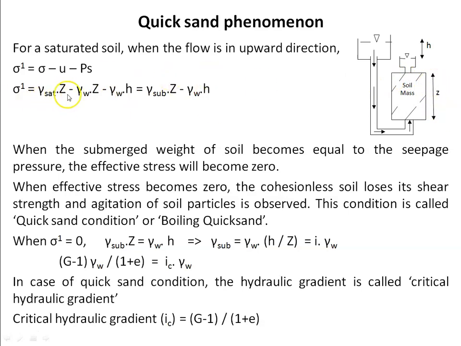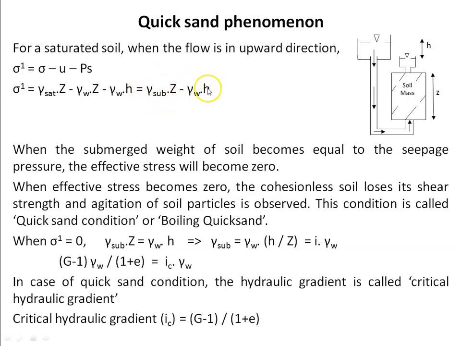Then pore water pressure, because it is submerged, this full thickness is considered for pore water pressure. So we can take gamma W into Z minus seepage pressure, unit weight of water multiplied by head causing flow, that is H. So from these two we can write gamma sat minus gamma W equal to gamma submerged multiplied by Z minus gamma W into H. So this is nothing but submerged weight of soil, and this is seepage pressure.